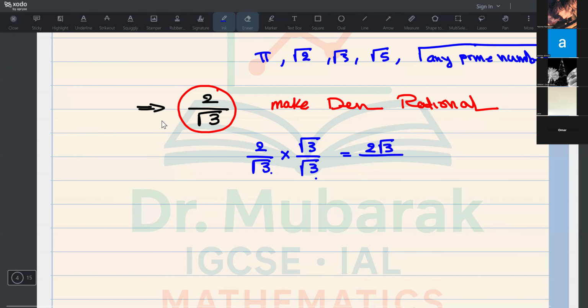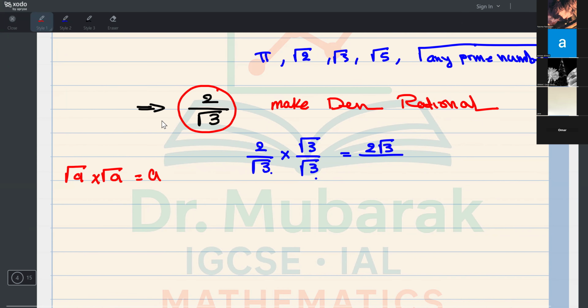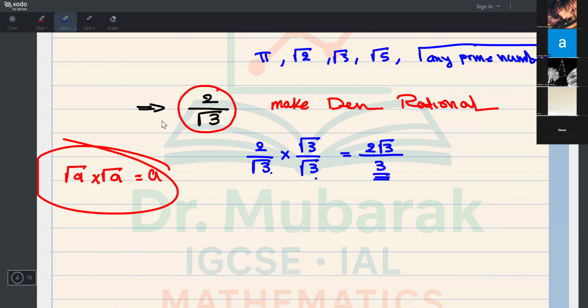We can write one single rule here. If we multiply root a times itself, it will be a. Root 2 times root 2 is 2. Root 5 times root 5 is 5. Root 9 times root 9 is 9. So root 3 times root 3 is 3. And here we convert the denominator from an irrational to a rational number. So we did rationalize the denominator.